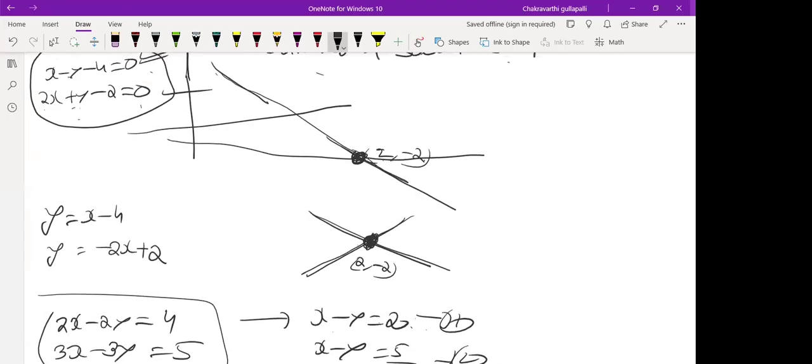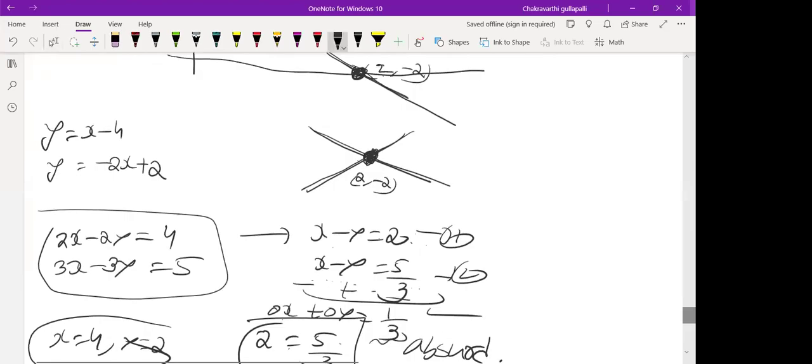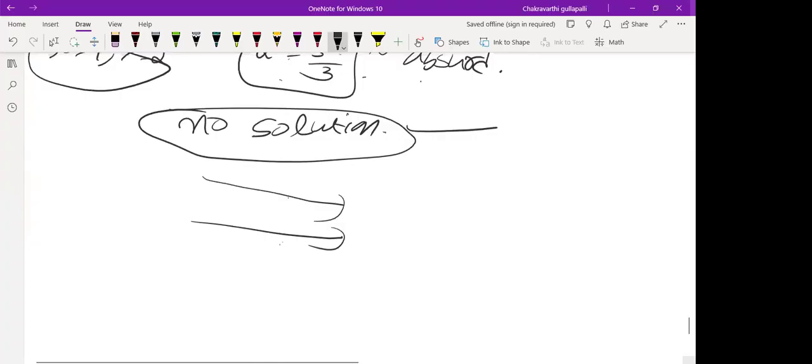You can see two lines are parallel if and only if they differ by a constant. Here you can see these are two parallel lines. The difference is only in the constant. X and y coefficients are the same, so they are parallel lines. Therefore, no solution, no common intersection point. The point of intersection is called the solution. There is no common point, therefore no solution. This is the no solution case graphically.